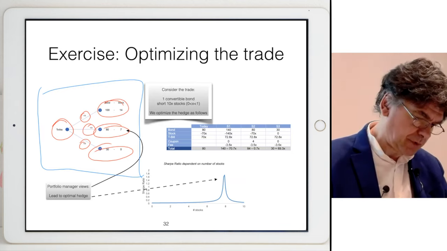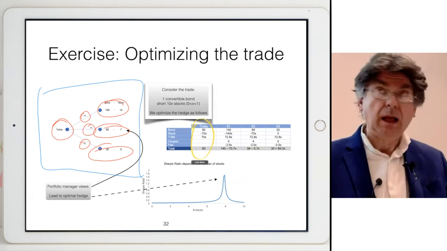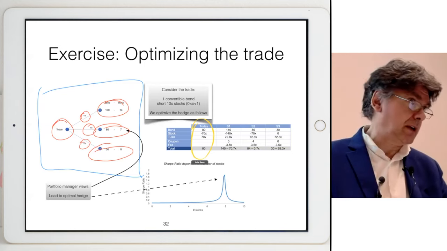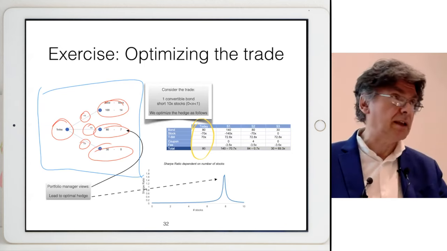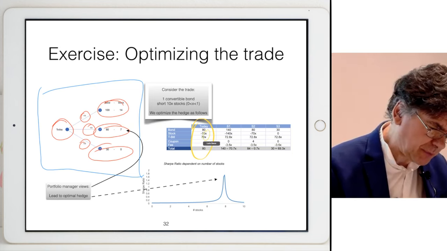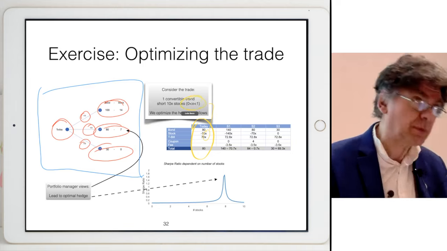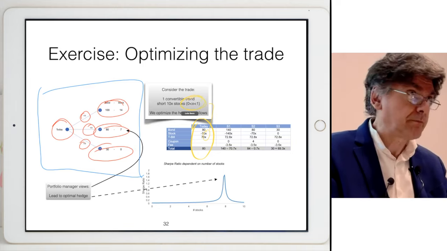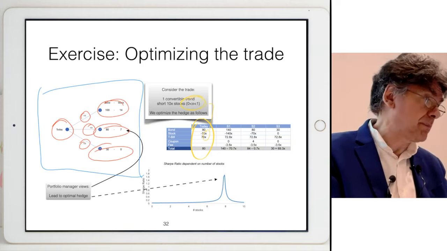I do the accounting as before. This is my accounting today. That's the portfolio I built. And note that the portfolio I built now has a variable. That's what mathematicians do. I don't know what my trade is going to be. I call it X. And I do accounting, which is dependent on X.